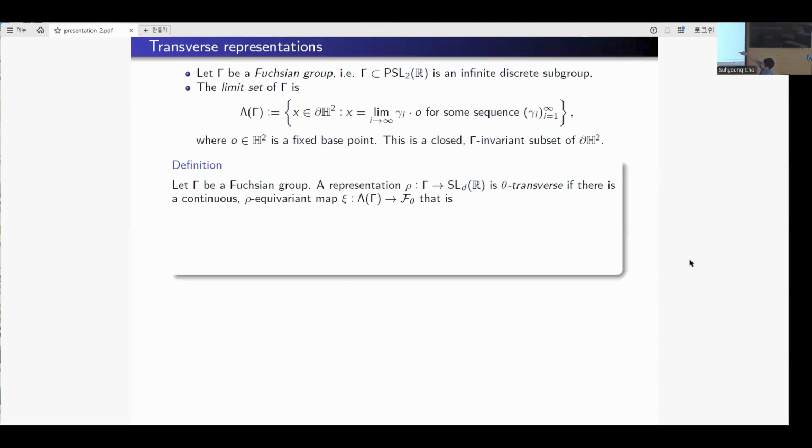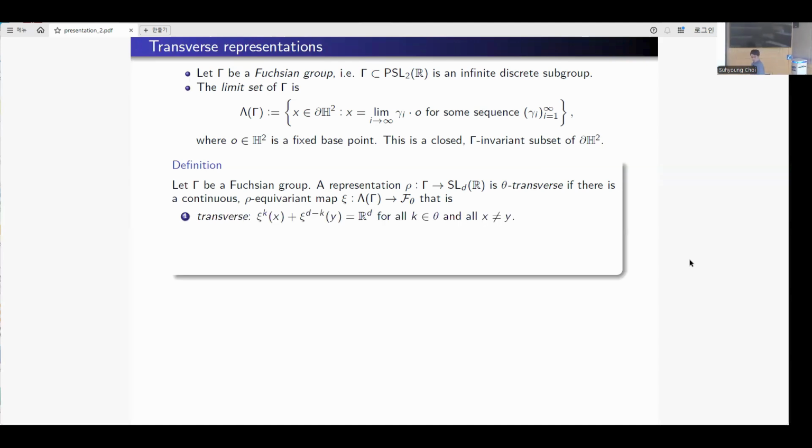So it makes sense for this map to be rho equivariant, meaning that the map C intertwines the gamma action on its limit set and the rho gamma action on the flag manifold. My rho gamma lives inside of SLDR, and SLDR acts on the flag manifold because it takes subspaces to subspaces, so it takes flags to flags. And what does continuous mean? Lambda gamma is a subset of the boundary of H2, which is topologically a circle. So I can put the subspace topology on lambda gamma, and then it makes sense to say whether this map is continuous. So I need a continuous rho equivariant map C with the following two properties.